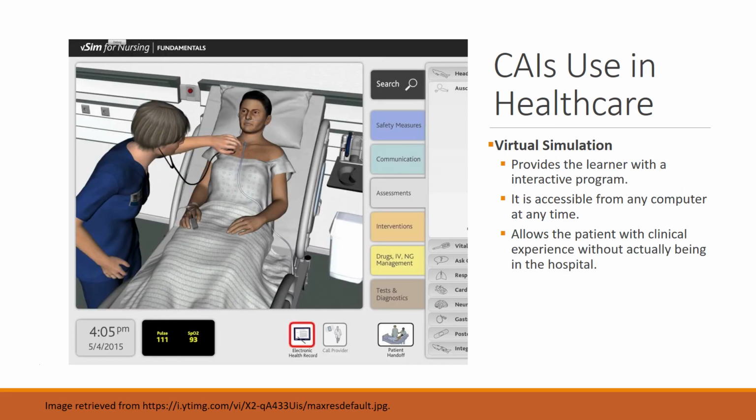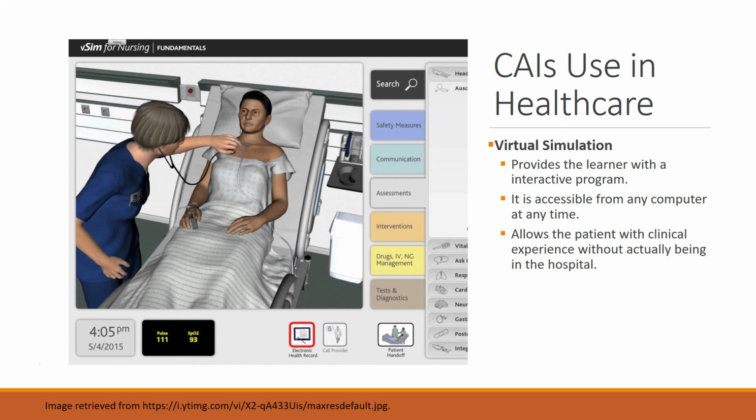And the final CAI used in healthcare is virtual simulation. This is more for the student rather than a patient, but it provides the learner with an interactive program. It's accessible from any computer at any time, and it allows the patient or student to gain clinical experience without actually being in the hospital. This is really beneficial to students because sometimes we don't always get all of those different clinical experiences. Virtual simulation can cover things from the ICU to the ER, to trauma, to med-surg floors. So it provides you with a lot of those different interactions we might not normally have.